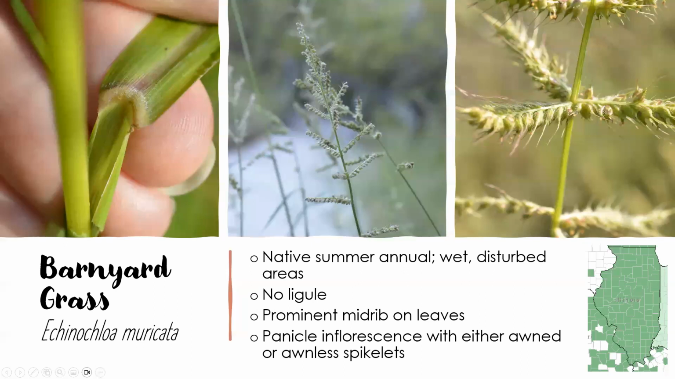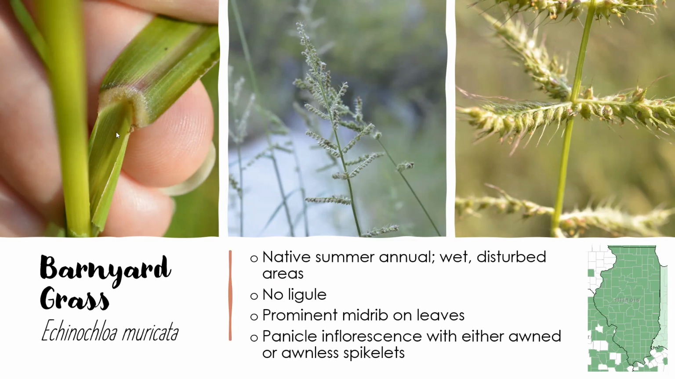Okay. Next, we have Barnyard Grass, Echinochloa muricata. This grass is, again, super widespread in Illinois, so it's highly likely that you could find some close to where you are. It is another native grass, and it prefers wet, disturbed areas. So around a pond, in more low-lying areas, this is a grass that really does well. It is another grass that doesn't have a ligule. This is the example I showed earlier. So here, there's no membrane, there's no hairs, it's just a smooth surface. And it also has a prominent midrib or vein on the leaves.